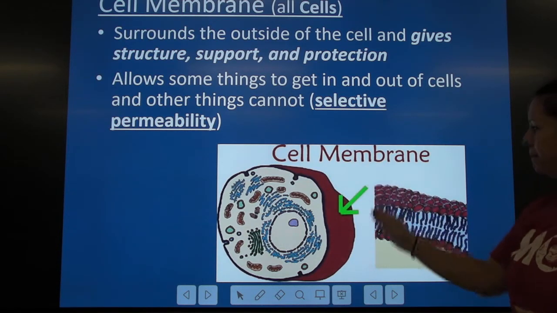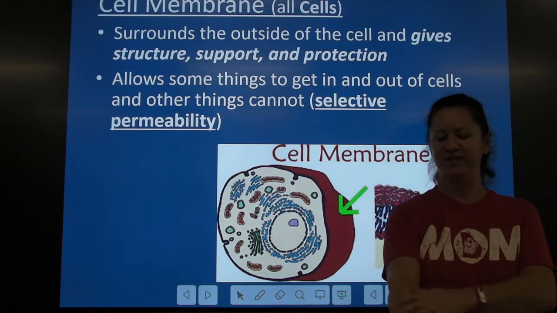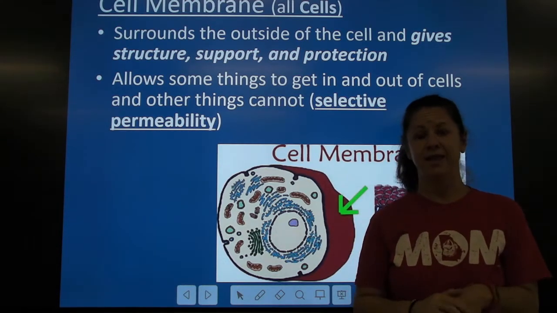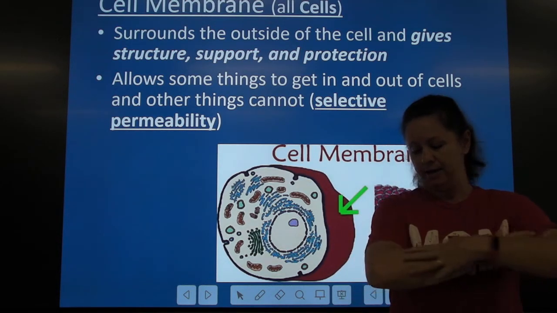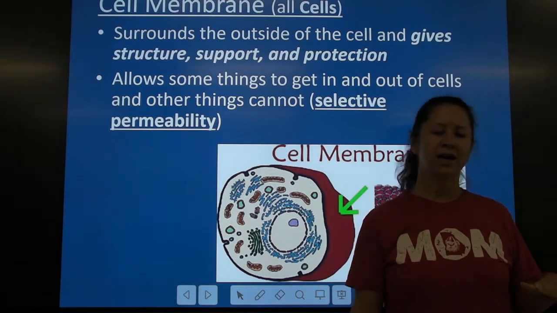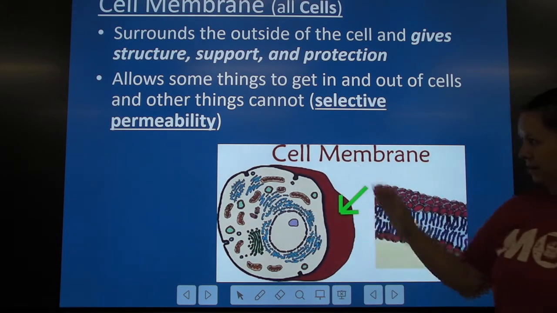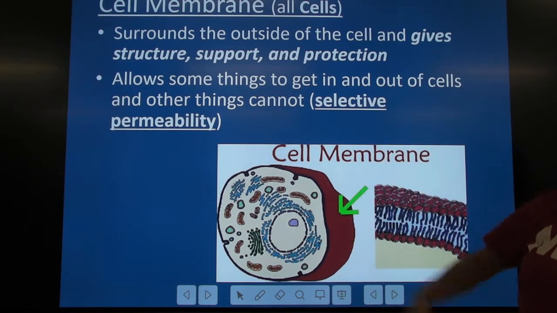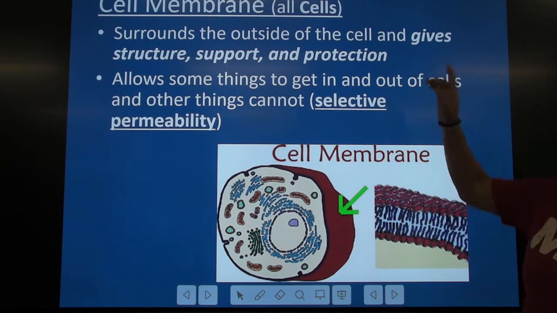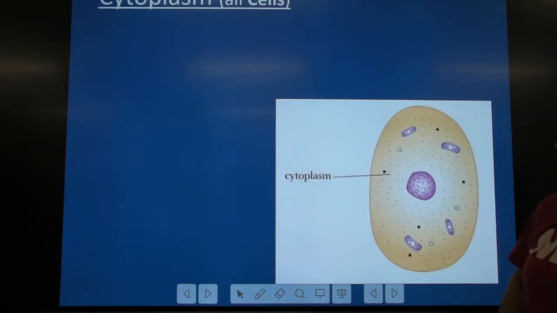Y'all, the cell membrane works a lot like your skin. Okay, you can kind of think of it in that way. Your skin surrounds your entire body and protects it and keeps everything kind of together. That's what the cell membrane is doing for the cell. And it's found in all cells.